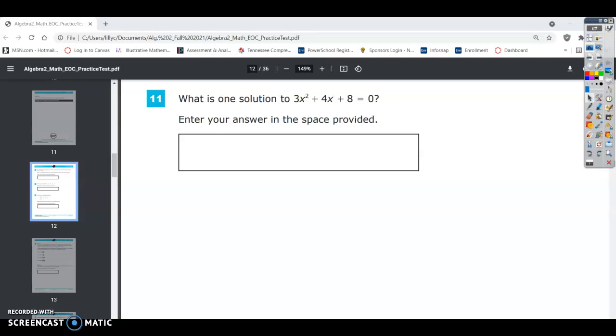Algebra 2 EOC practice test number 11. What is one solution to 3x squared plus 4x plus 8 equals 0? Enter your answer in the space provided.